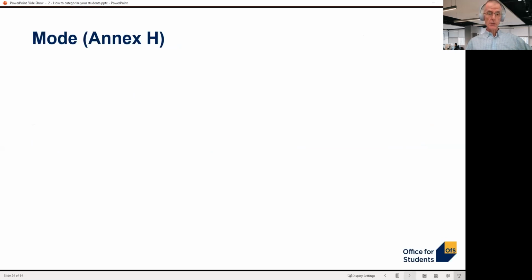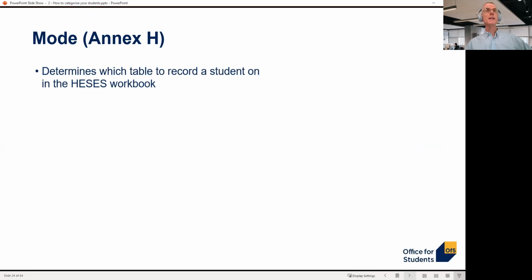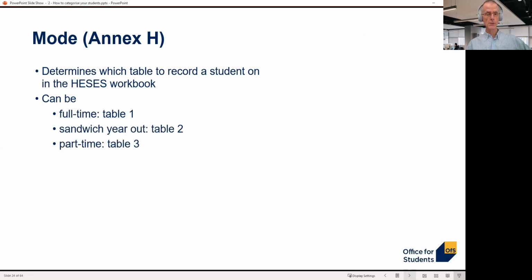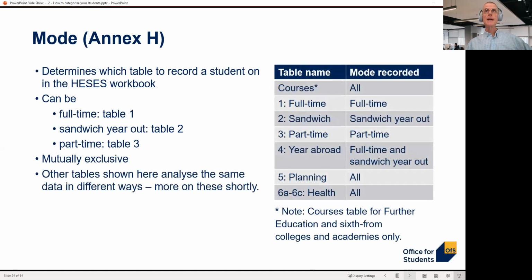So the mode in which students study determines which table they're recorded on in the HESES workbook, and as you've seen, this can be full-time, which goes into table 1, sandwich year out, which goes into table 2, and part-time, which goes into table 3. And these are mutually exclusive, as you might imagine. And we'll just show here the other tables that are involved. You just saw a different view of them, but here's a list. And as I said there, the courses table is only going to apply to further education colleges and sixth form colleges and academies. So let's look at the various criteria for each of these three main modes.